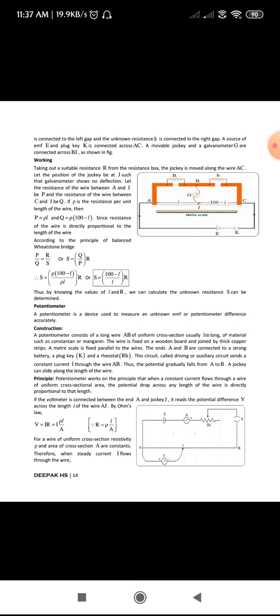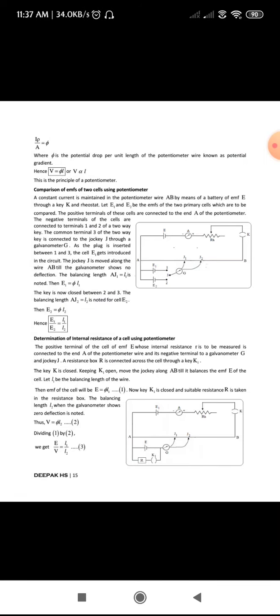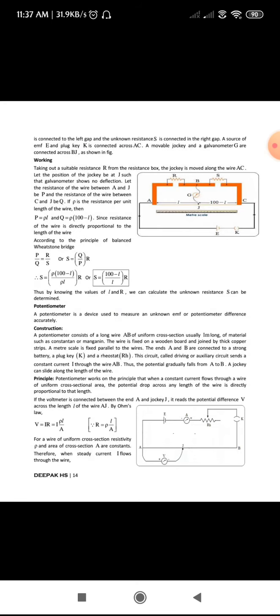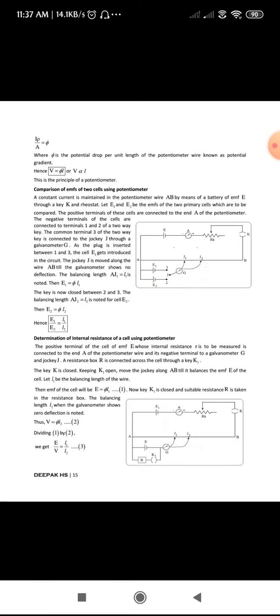Don't worry about the construction of the potentiometer, the comparison of EMF of two cells using potentiometer, and the determination of internal resistance of a cell using potentiometer. They won't ask these in the examination. You only need to remember the principle and the applications of the potentiometer. Apart from that, no need to study anything. I explained the rest because it is in the syllabus, but from the exam point of view, they don't ask.